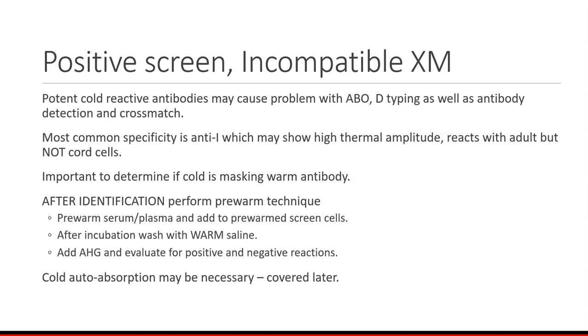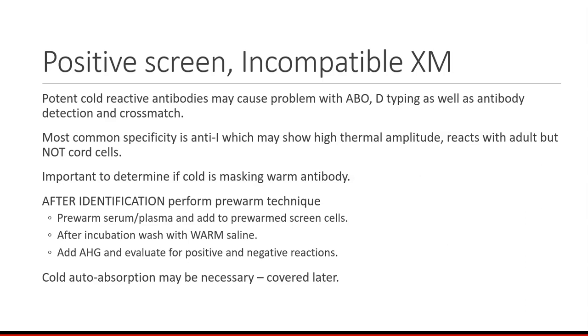These cold reacting antibodies react with adult big I cells, but not cord cells. Remember, when you're born, you are born little i positive, and then you transition to the adult phenotype of big I. So cord cells may have a little bit of big I, but for the most part, they are little i positive.